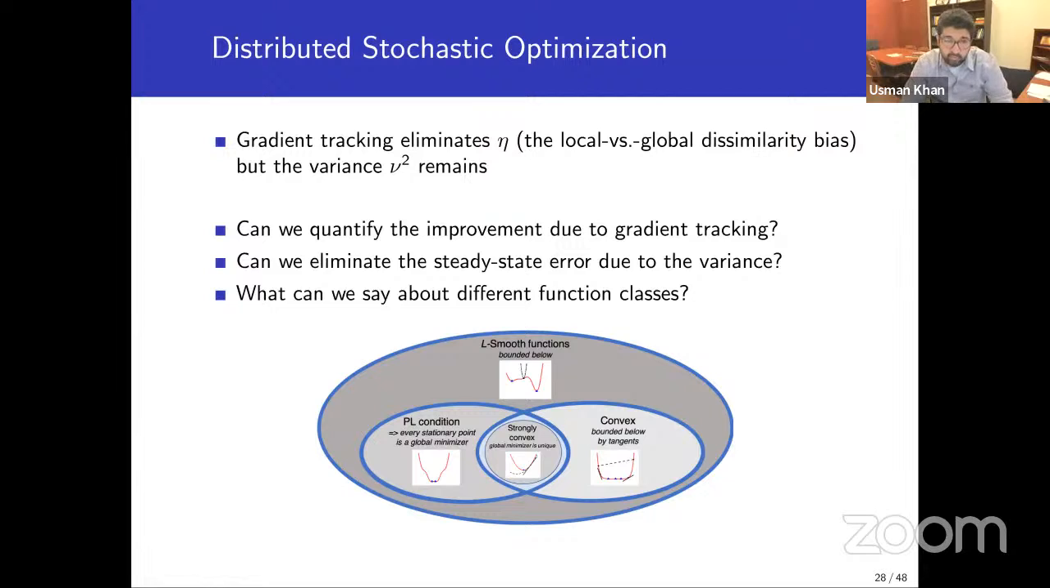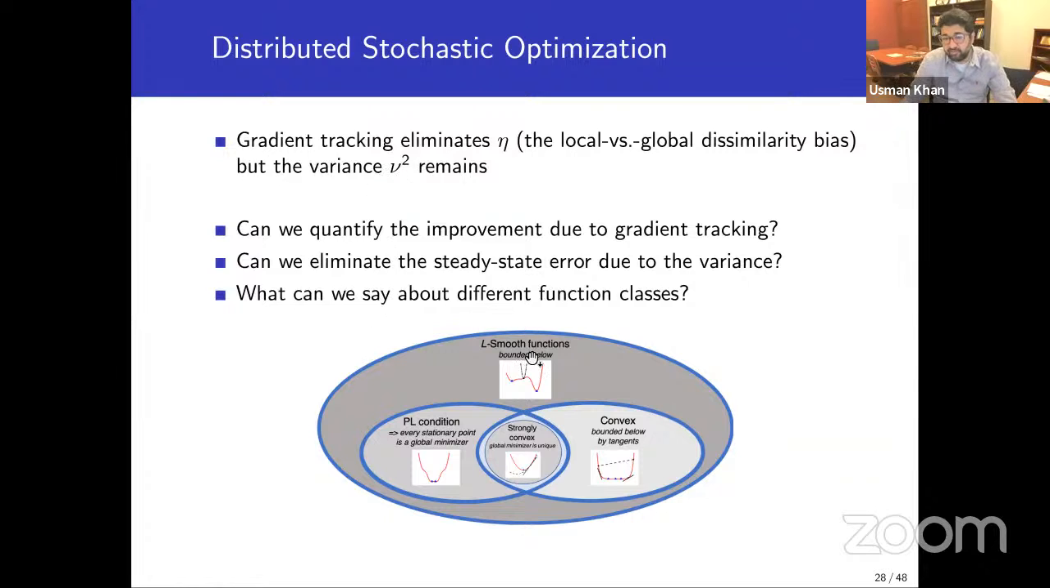So far, if I do a quick recap, we can see that gradient tracking eliminates eta. So eta is the difference between the local cost function and the sum cost function. And we can explicitly see that eta appears in the residual error, as I showed you before. And we want to quantify the performance with respect to improvement with respect to gradient tracking. So we have done that, and we want to find out ways of eliminating the steady state error due to variance.